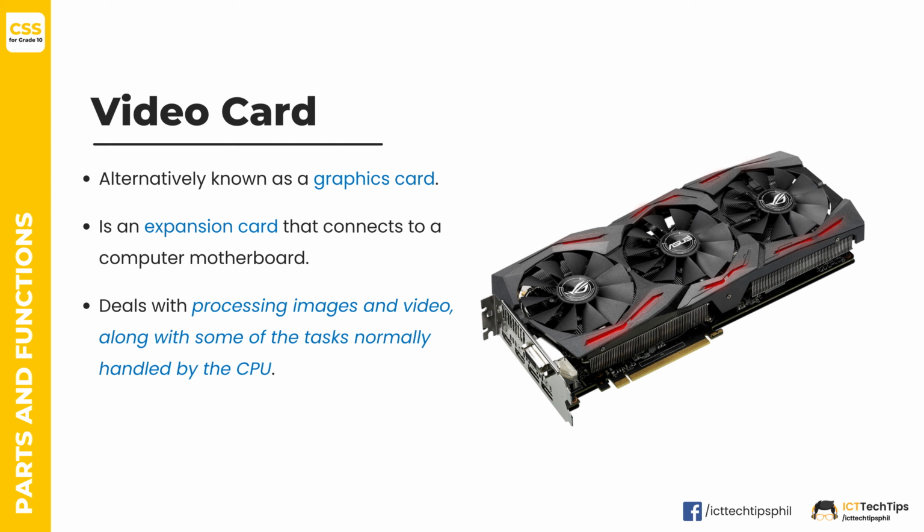Number 7. Video card. Alternatively known as a graphics card, it is an expansion card that connects to a computer motherboard. It deals with processing images and video, along with some of the tasks normally handled by the CPU.